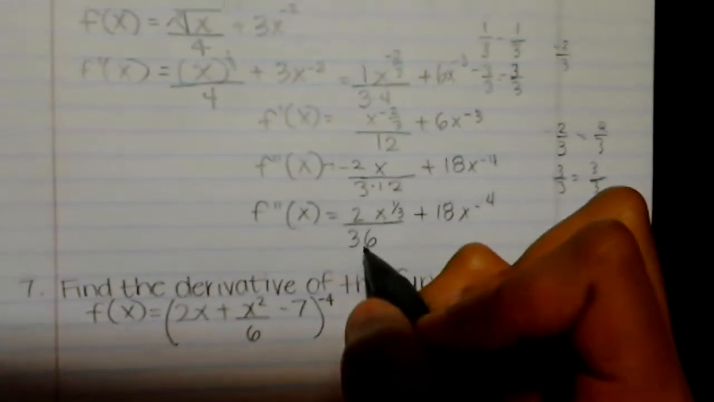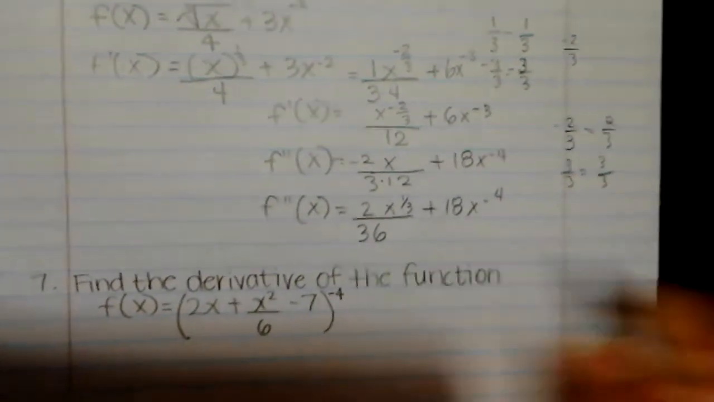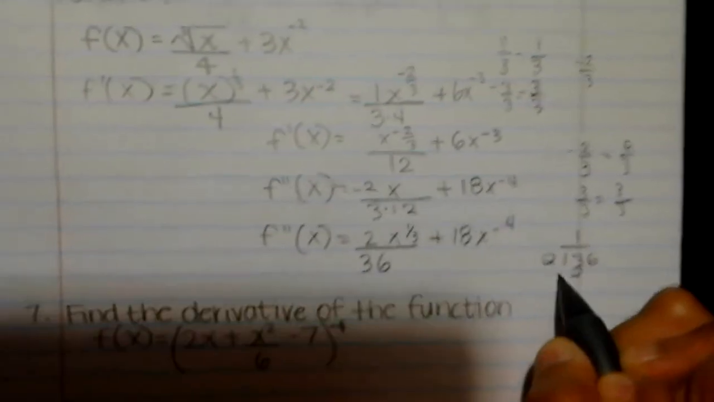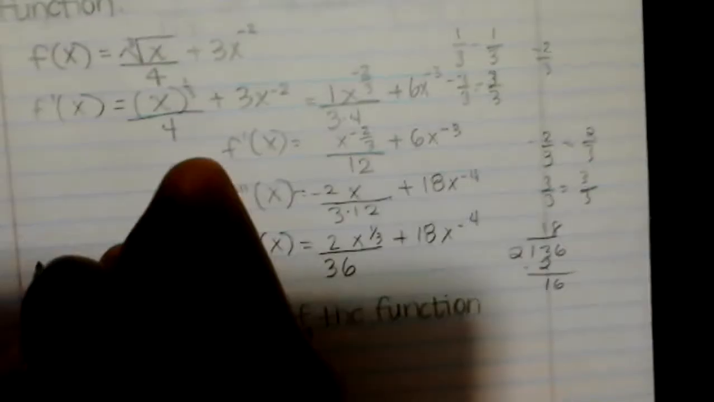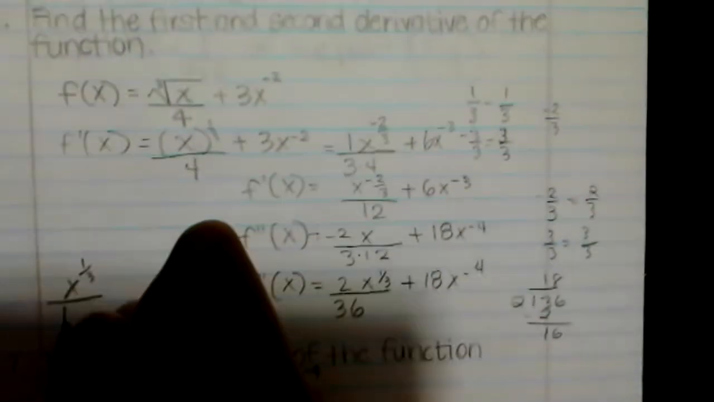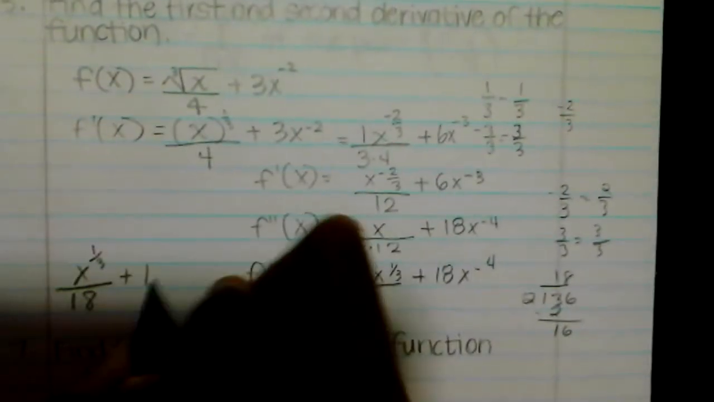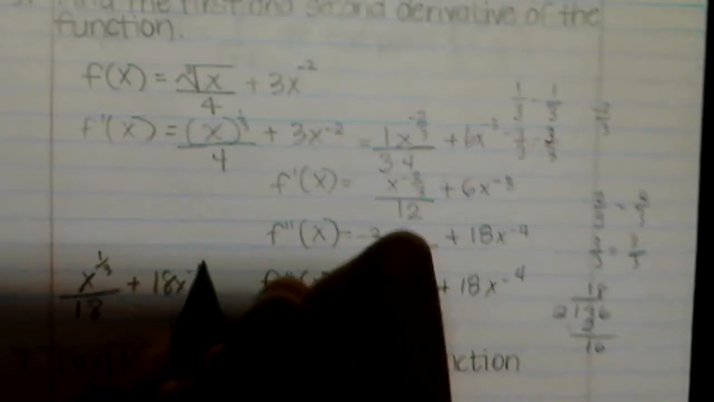And this can be canceled out to 1. So it can be canceled out to x to the negative 5/3 over 18 plus 18x to the -4th.